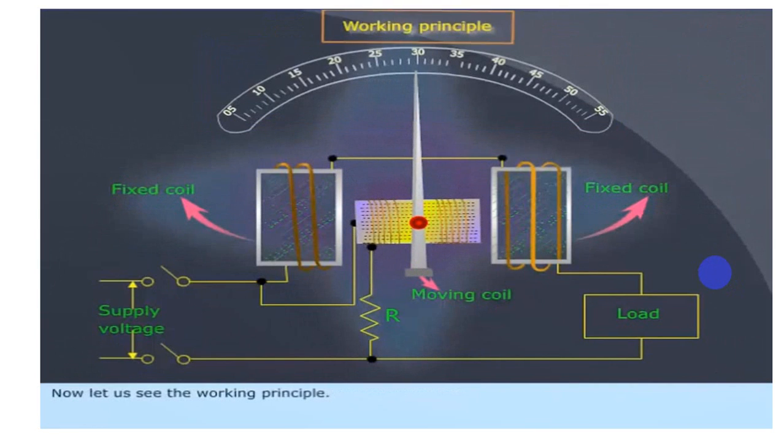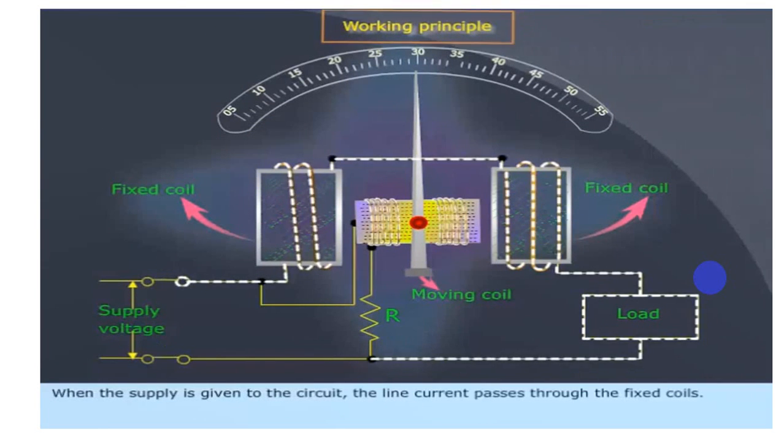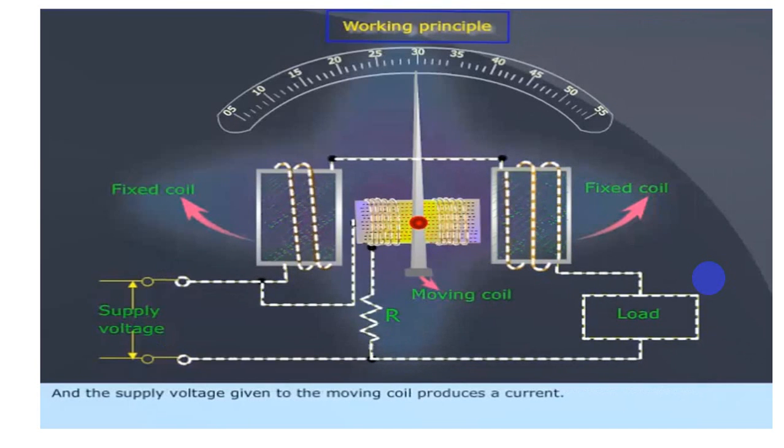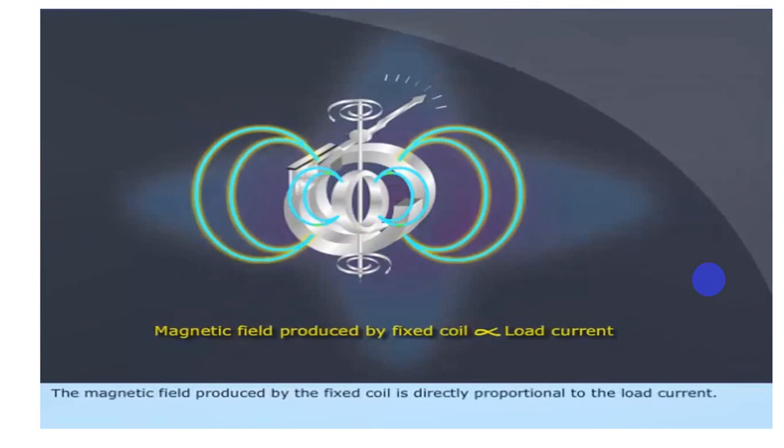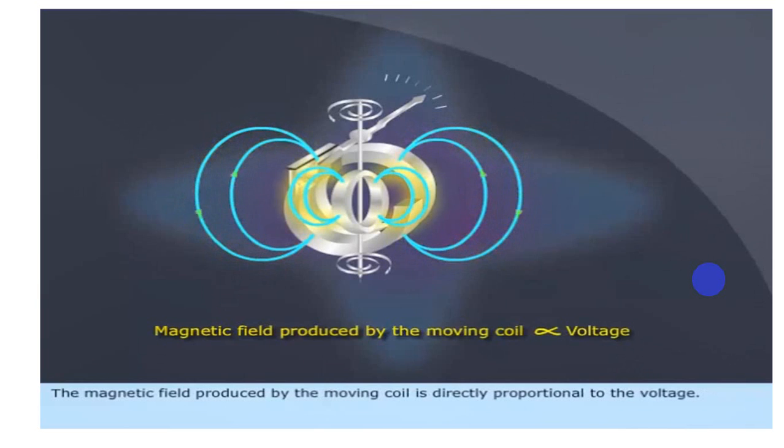Here you can see that when the power supply is given, both coils get the supply. In the fixed coil the current is passed, and in the moving coil the voltage is applied. Due to this we get an interaction between the two magnetic fields. The magnetic field produced by the fixed coil is directly proportional to the load current. Similarly, the magnetic field produced by the moving coil is directly proportional to the voltage.